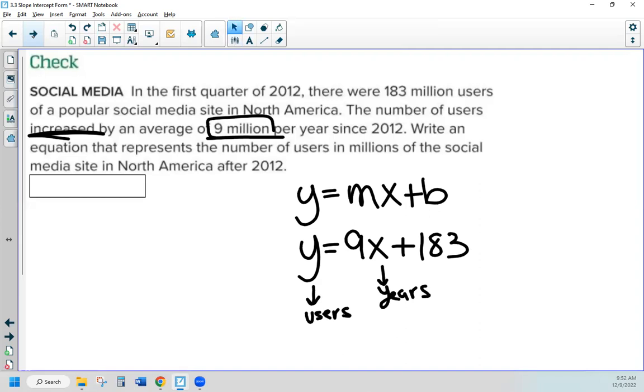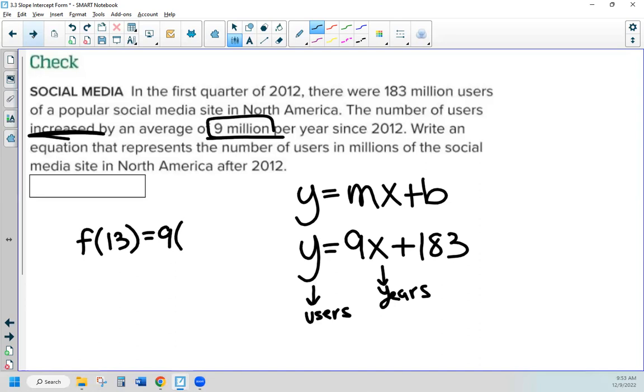Because if I tell you, okay, guys, how many users do we have in the year 2025, even though it hasn't happened? If we were to follow this pattern, how many users will we have in 2025? Then this is what you're going to do. How many years after 2012 will that be? You would have to do 2025 minus 2012. That gives us a difference of 13. So we're going to say, okay, 13 years have passed.